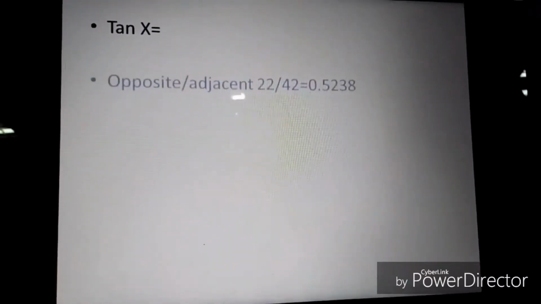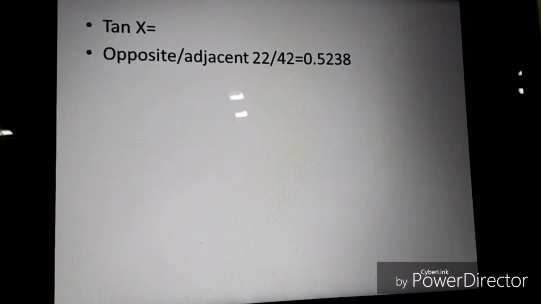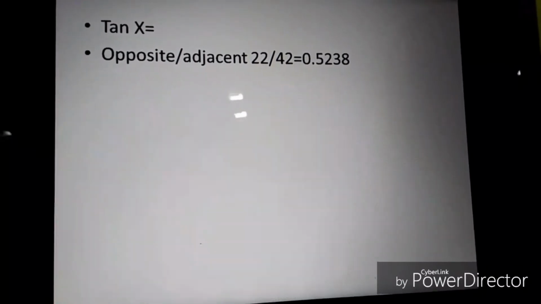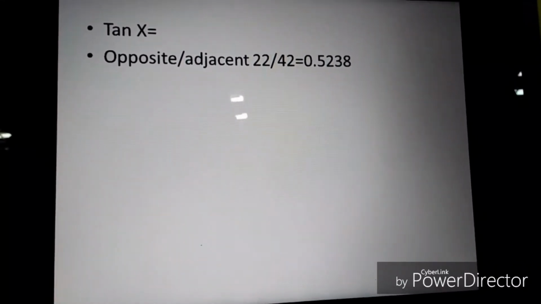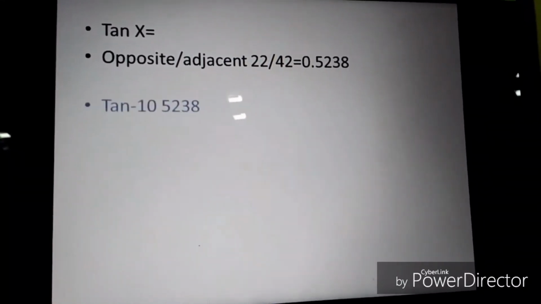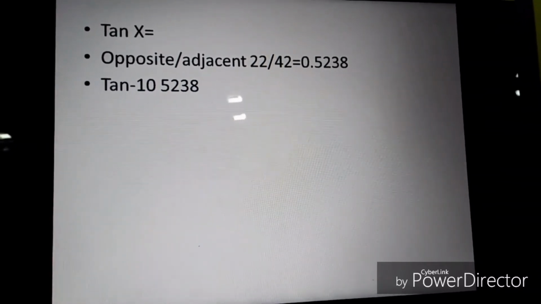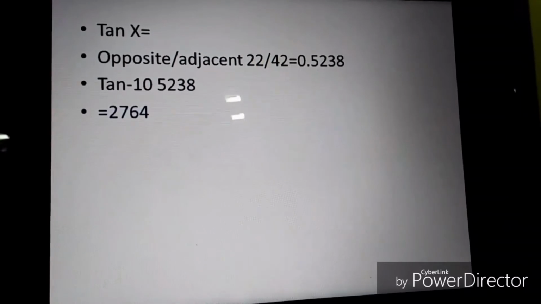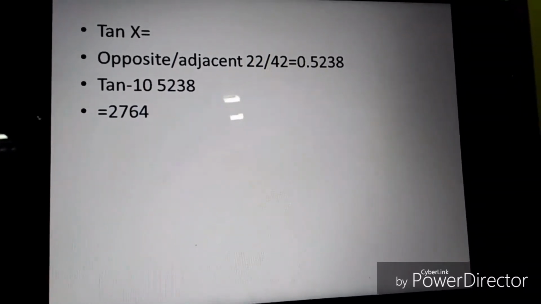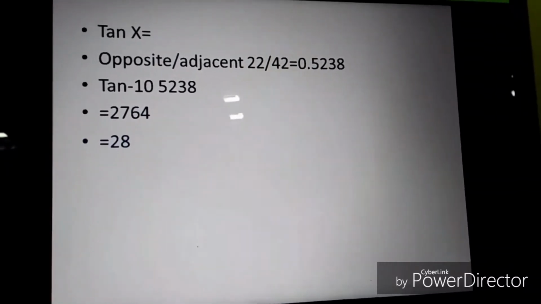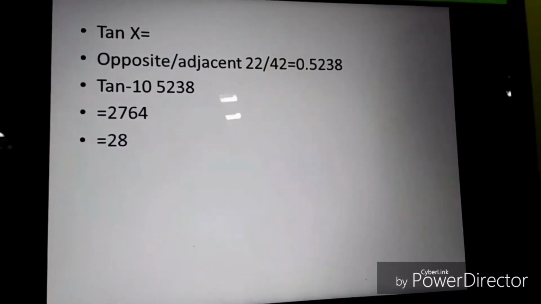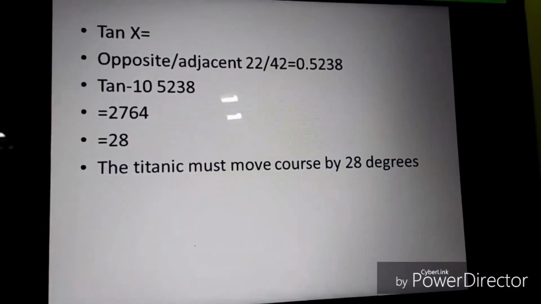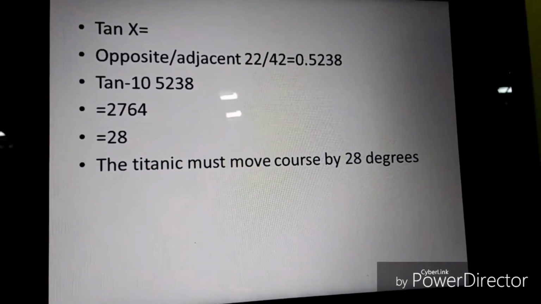Tan x is equal to opposite over adjacent. 22 over 42 is equal to 0.5238. x is equal to tan inverse of 0.5238, which is equivalent to 28. So the Titanic must change course by 28 degrees.